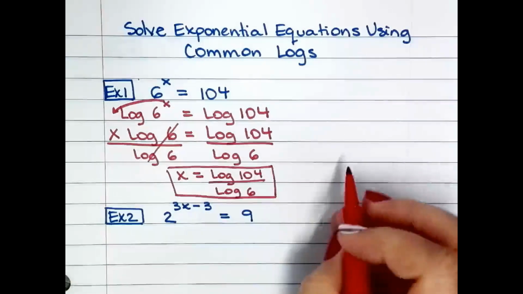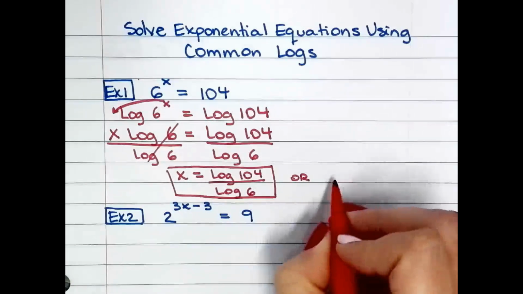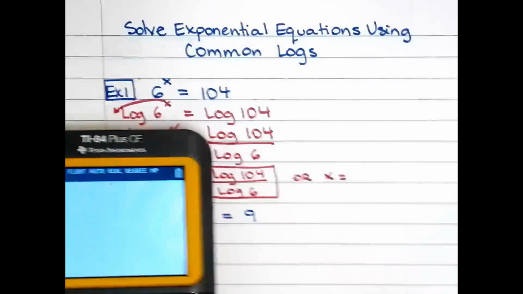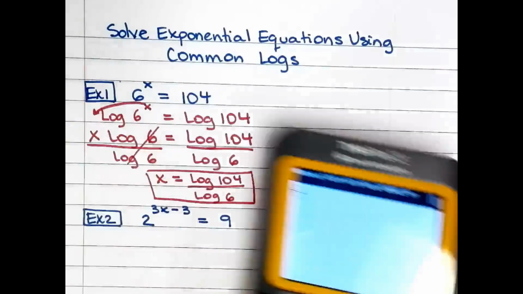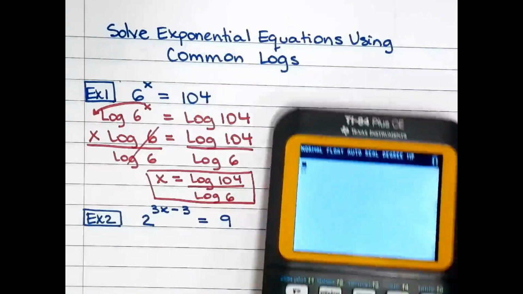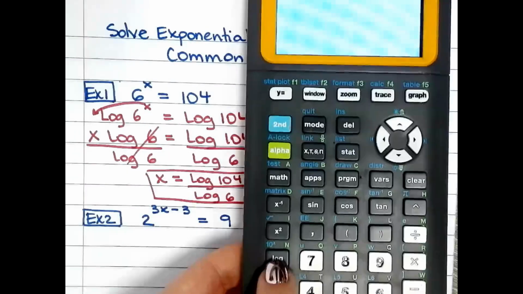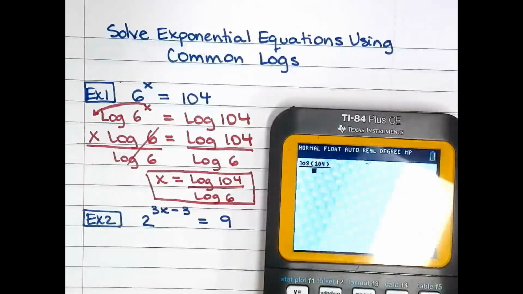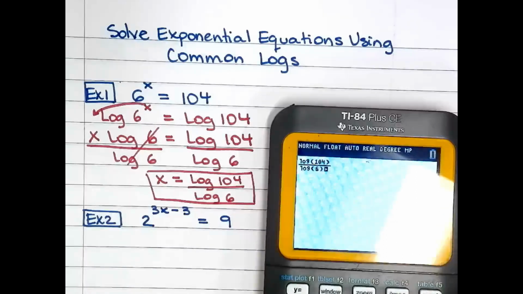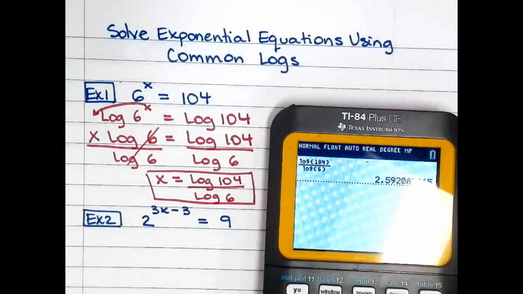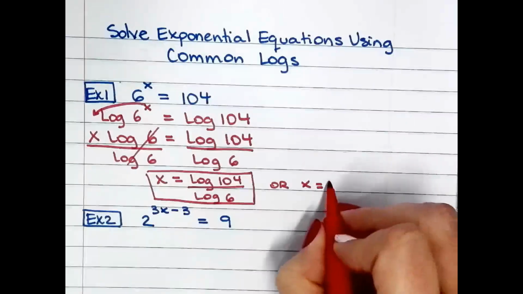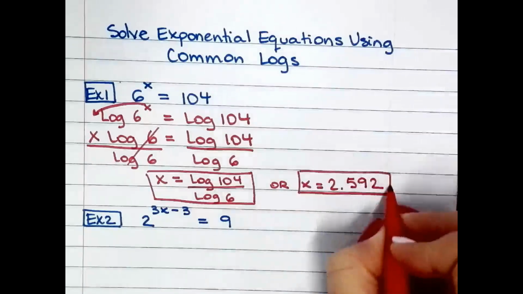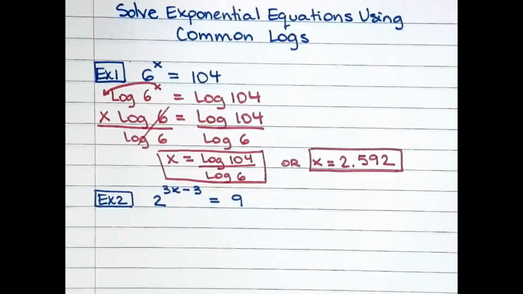But if the question is asking for an approximate number, you have to put that in the calculator. The way you're going to do that, you can pull up a fraction bar there, and you're going to go log, that button right there, log. So log of 104 divided by log of 6. And let's round to the third decimal place. So x equals 2.592. So this is the main idea.